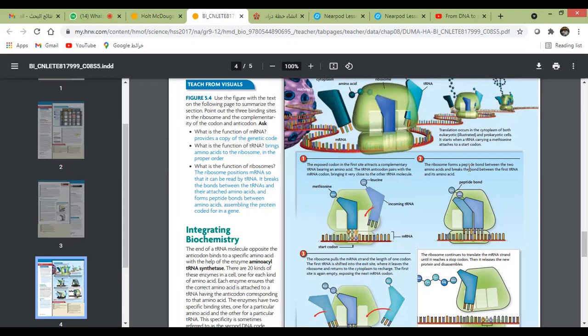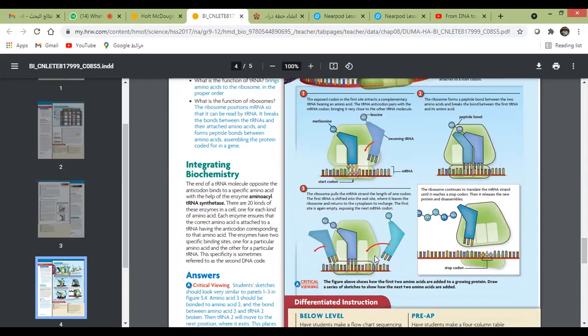The job, the function of the ribosome, is to make a connection between these amino acids to join them to make a polypeptide chain between the two amino acids, and it breaks the bond with the first tRNA. The amino acids will make bonding between them, and the tRNA will break this bond and leave, as you see here. This tRNA finished and gave its amino acid. Now it will leave. The ribosome pulls the mRNA strand the length of one codon.